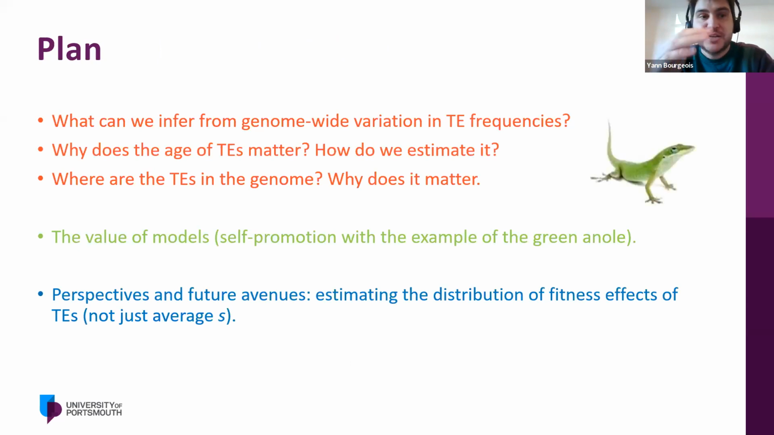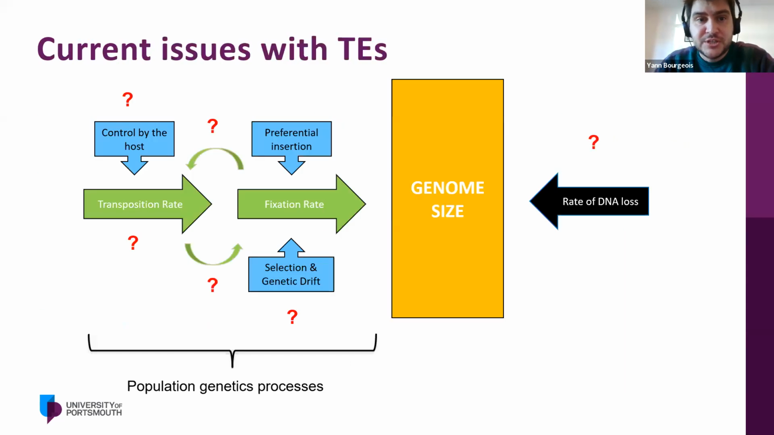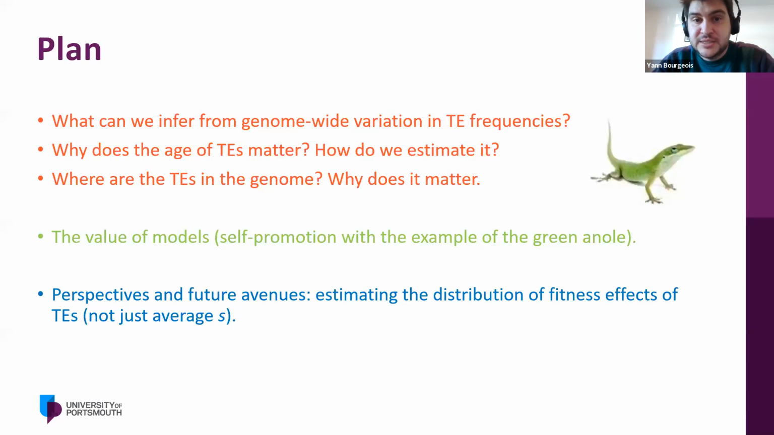So today, my plan consists mostly in showing you a few examples of how I think population genetics can be applied to the study of TEs. So what can we infer, for example, from genome-wide variation in TE frequencies? I will spend some time explaining why the age of TEs matters, because as I was mentioning on this slide, transposition rate is something that can be controlled by the host, and it's important to take into account in population genetic studies of TEs.